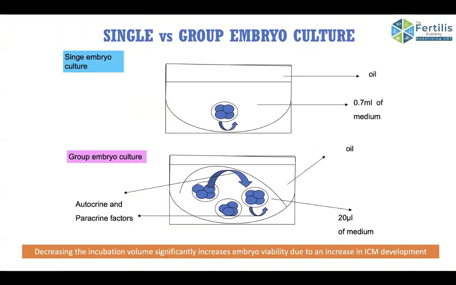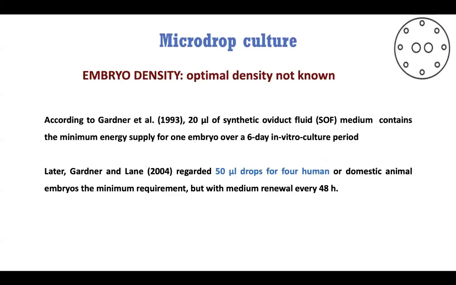When you talk about single embryo culture versus group embryo culture, there is no consensus on which is better. Each has its own advantages and each has its own disadvantages. We generally prefer group culture, in which we culture up to 3 embryos in 40 microliters of media. But then again, there is no consensus on the optimal density of embryos in a culture drop.